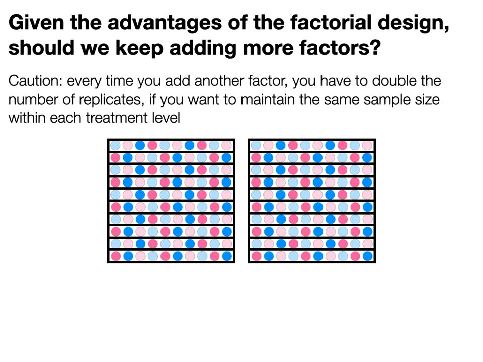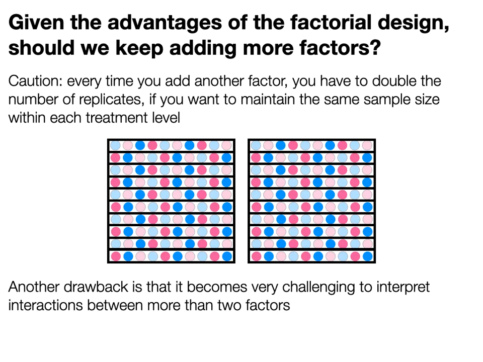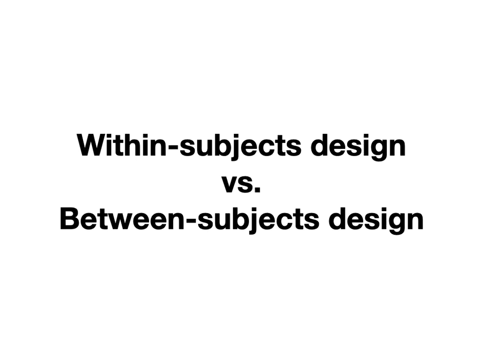So if we wanted to add yet another factor on here, we'd have to double the number of greenhouses, double the number of plants. Another drawback is that it becomes very challenging to interpret interactions between more than two factors. Interactions that involve 3 variables or 4 variables are just really difficult to understand.